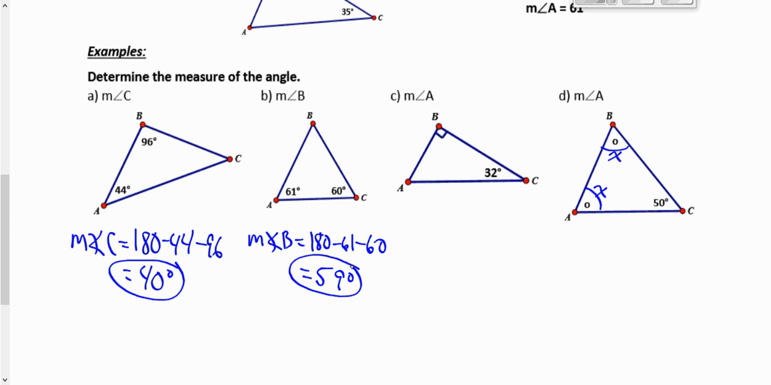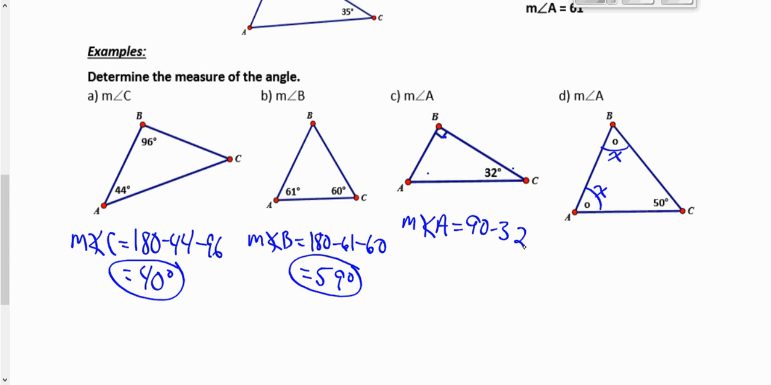How'd you do it? 180 minus 50. So you did 180 minus 90 minus 32, right? Let me ask you this, just as a quick little shortcut for right triangles. They add up to 180, yes? There's 90 of the 180, isn't it? So if that's 90 of the 180, what's left for the other two angles? The other 90, right? So couldn't we just do measure of angle A equals 90 minus 32?